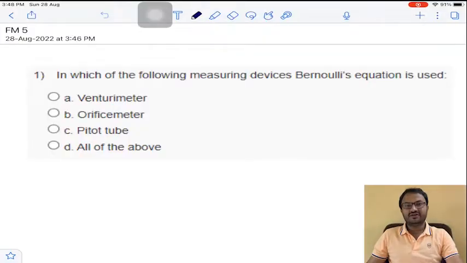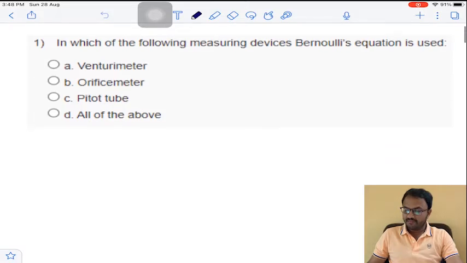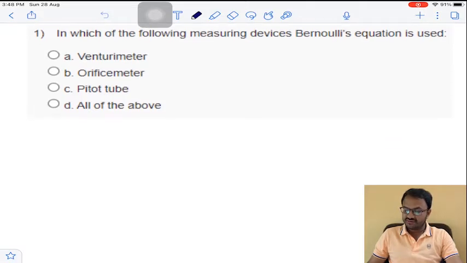Dear students, today I am going to solve the fifth assignment of fluid mechanics. It is related to the topic of fluid dynamics. Okay, first question. In which of the following measuring devices is Bernoulli's equation used?